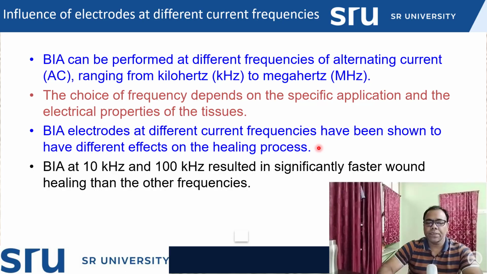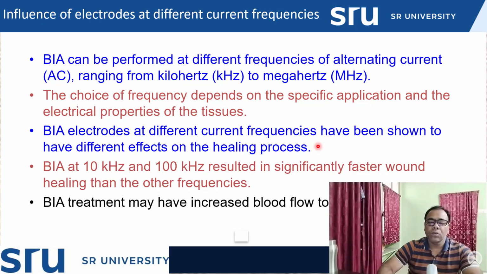BI impedance, as I discussed earlier, from 10 kilohertz to 100 kilohertz, results in significantly faster wound healing than other frequencies. So these are the ranges. In between this range, optimal analysis can be done and the faster healing process will be achieved. This BI electrode method treatment may have increased blood flow to the wound site. Because of that analysis, we can know what the fluid content is. It will lead to more blood flowing to the wound area, so that it may take a faster process for the healing.